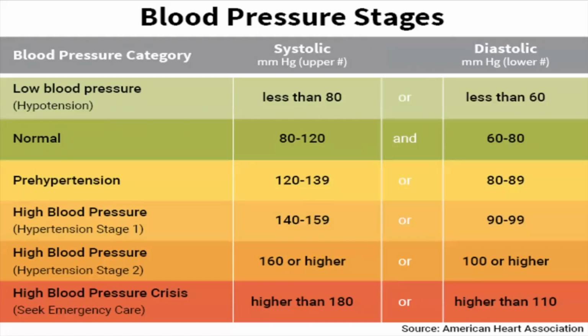The systole number shows the maximum pressure created by your heart when it's contracting or squeezing. Diastole shows the maximum pressure given by your heart when it's at rest. So, if you have a normal blood pressure, you should have a blood pressure of about between 80 and 120 for systole, and between 60 and 80 for diastole.